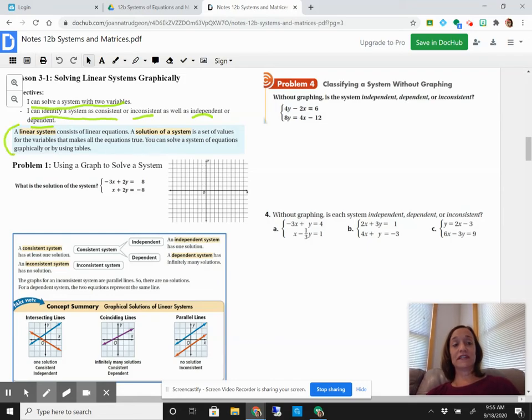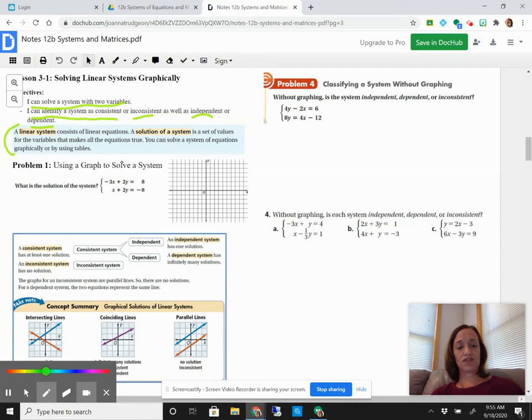So the definition of a linear system consists of linear equations, so they're lines, okay, and a solution of the system is a set of values for the variables that make all the equations true. So you can solve a system of equations graphically or by using tables. You also can do it algebraically, which is what we'll be talking about. We actually aren't going to do a lot with tables because that doesn't work all the time. So it's, I think, not worth talking about.